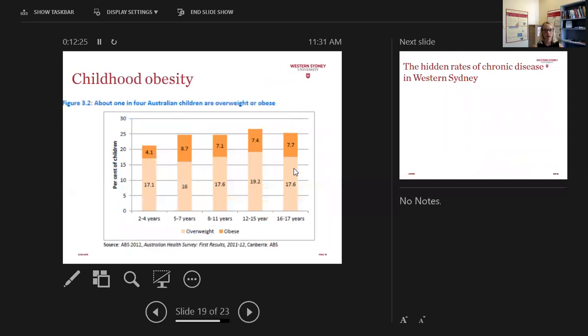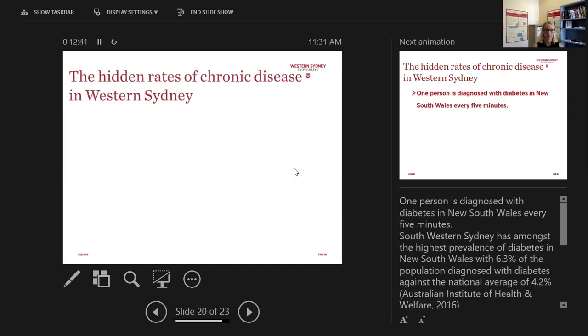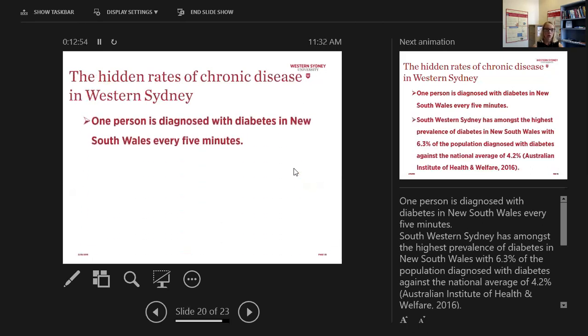Look at these alarming rates, okay? Look at these figures of 12 to 15-year-olds, over a quarter of the population of 12 to 15-year-olds are either overweight or obese. And it's continuing, that curve is going upwards. And it's not just globally, it's not just developing countries, it's not just Australia, it's an issue for us here in Western Sydney, okay?